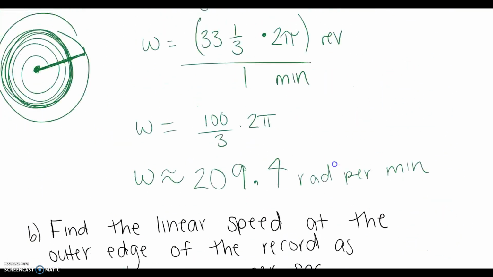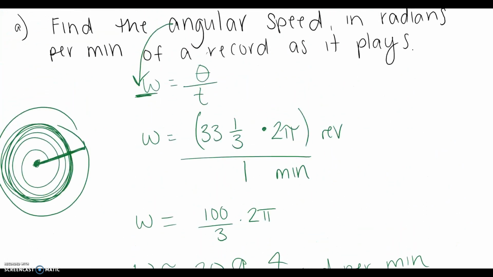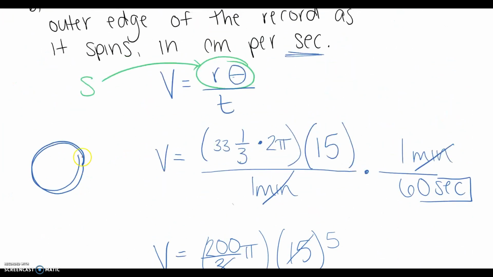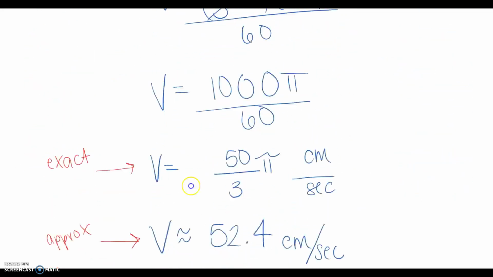Okay, so angular speed, when we found an angular speed of this, that was like from the center to the outside, we're going around. Linear speed is just the edge, so we just care about going around the outside distance. Okay? And that's it.